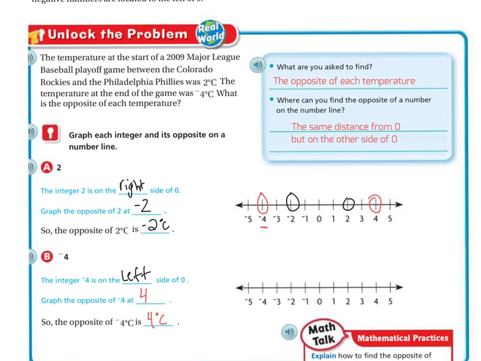So if I want to look at how much the temperature changed, I started at 2 degrees Celsius. And by the end of the game, it was negative 4 degrees Celsius. So the change in temperature is 1, 2, 3, 4, 5, 6 degrees.